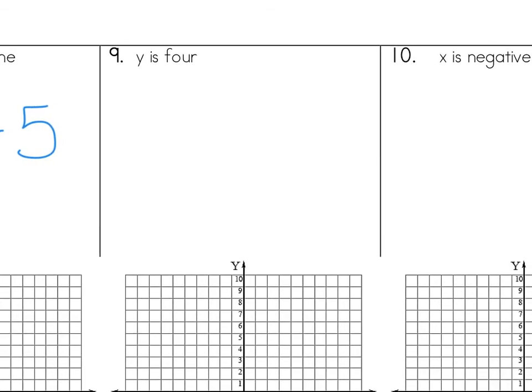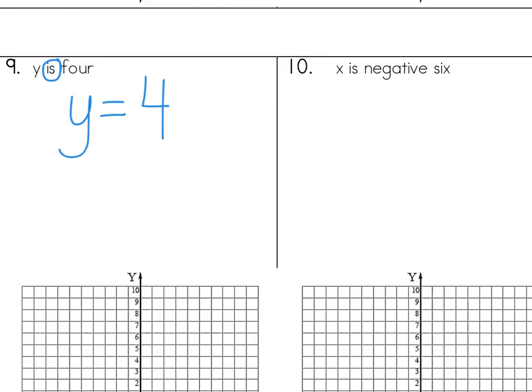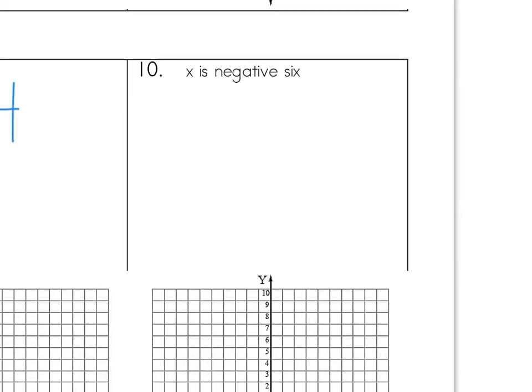All right, number 9. Y is 4. Oh, this is easy. Is y equals 4. All right, how about 10? X is -6. Ooh, x is equals -6.